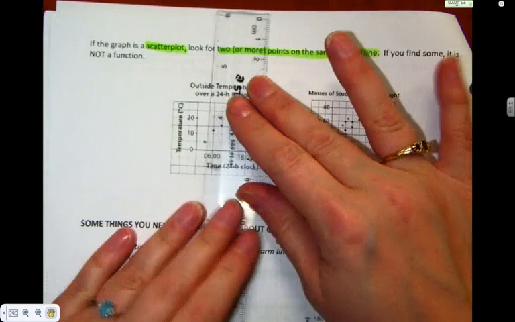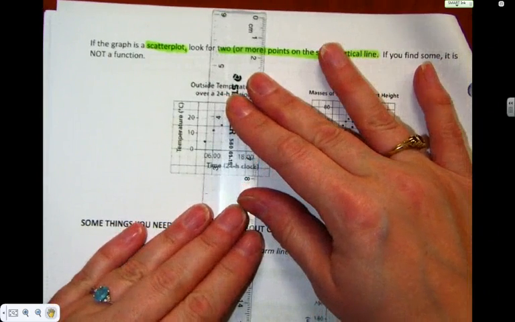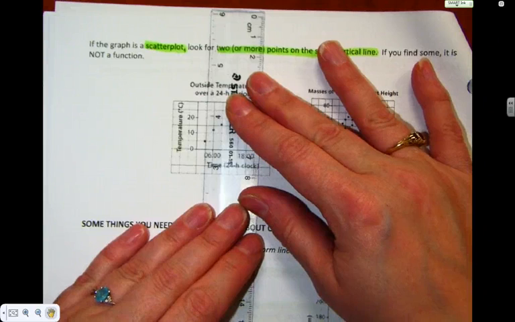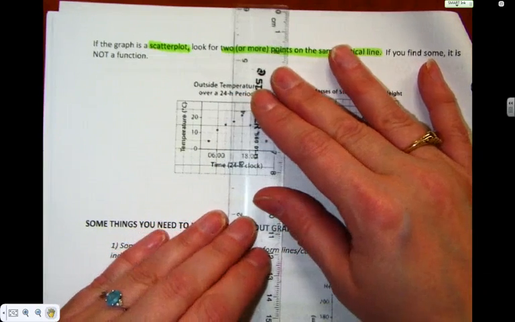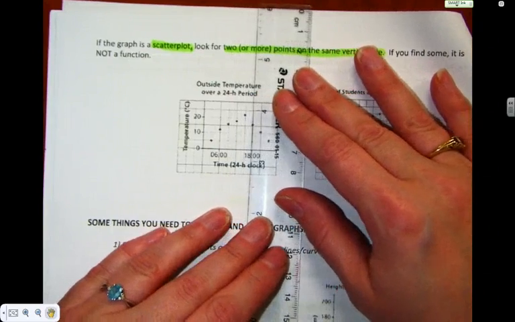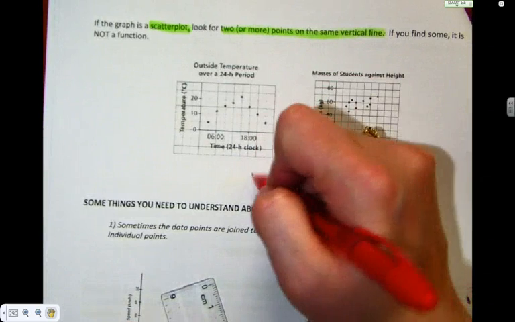If I come to the first dot, is there any other dot on that same vertical line? No. What about the next dot? No. Third dot? No. If I go to any dot, is it going to hit any other dot vertically? No. What does that tell you? Yes, it is a function.